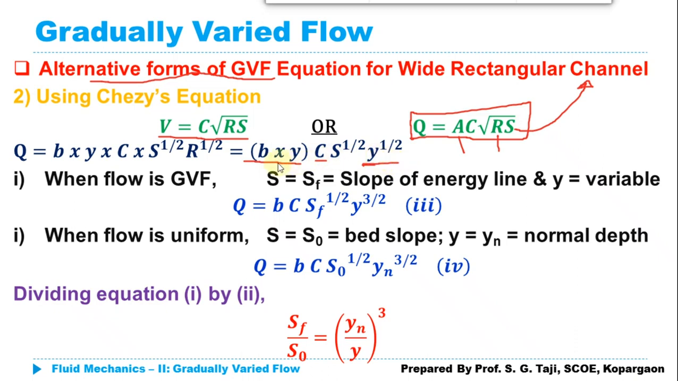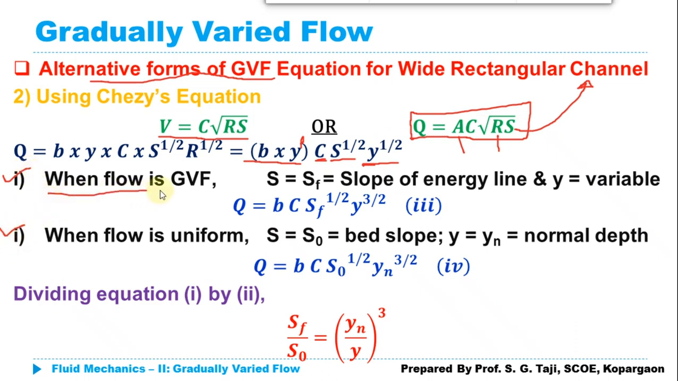So I can simply write down here B multiplied by Y raised to 1 by 2, that will become B multiplied by Y raised to 3 by 2 multiplied by C multiplied by S raised to 1 by 2. Now again we are going to consider the same two conditions: when flow is gradually varied flow and when flow is uniform.